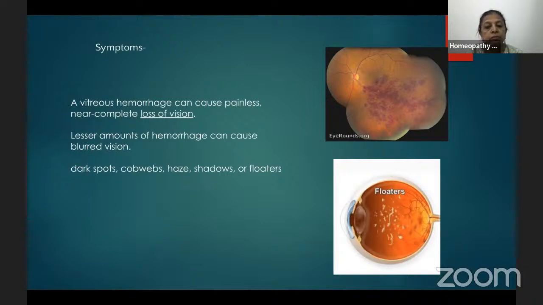All this will give you some clue that this may be because of hypertension or diabetes or any other cause like a retinal tear. So this is very important, and do ophthalmoscopy.